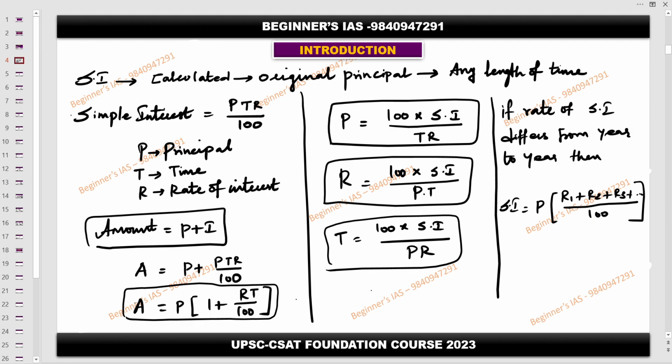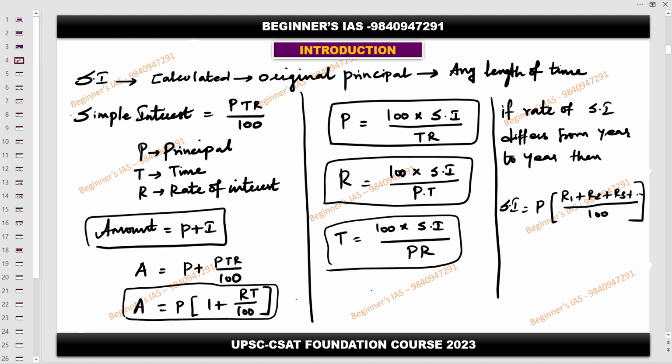It is calculated on the original principal for any length of time. Then you call this a simple interest. The basic formula is PTR by 100: principal, time, and rate of interest. Then the amount is equal to principal plus interest. From this, we modified it into a simple formula: A is equal to P plus I, where I is nothing but PTR by 100. Then we took P as common.